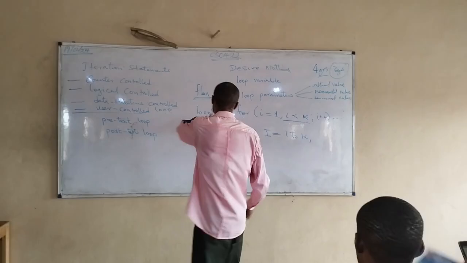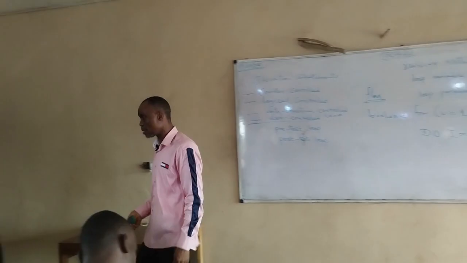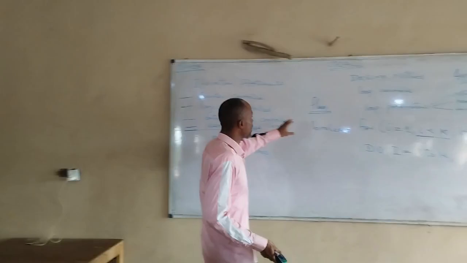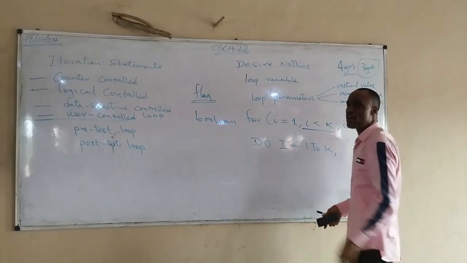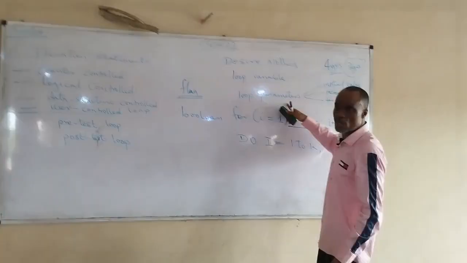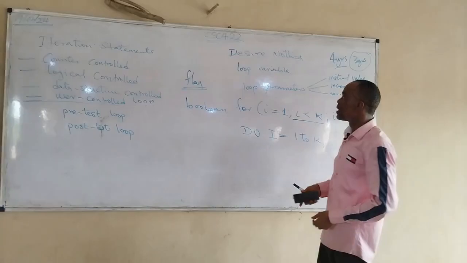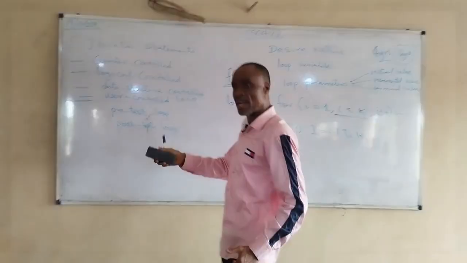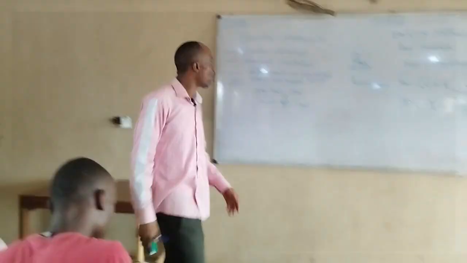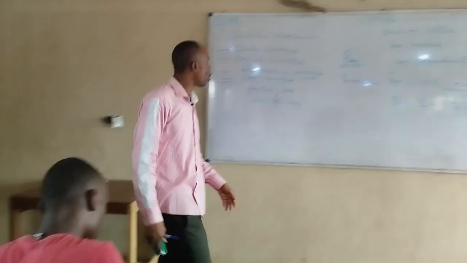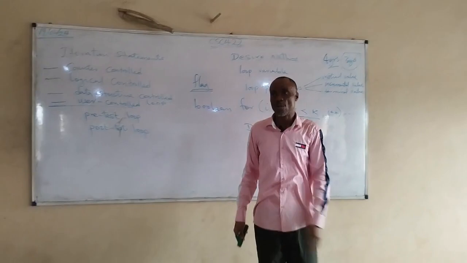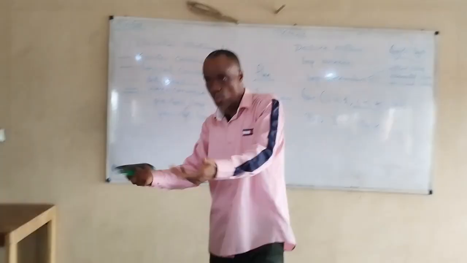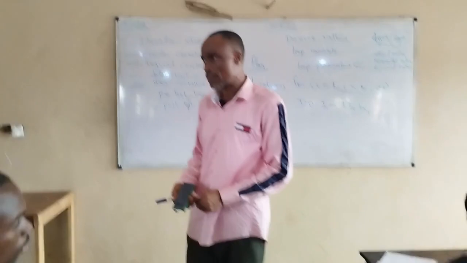It can be pretest or post-test. But unlike the counter controlled loop where we have a loop variable, it doesn't have loop parameters. All it has is a flag. That flag is equivalent to the loop variable, but that flag can assume a true or false value, unlike the loop variable that can assume values beyond two. Are you okay?